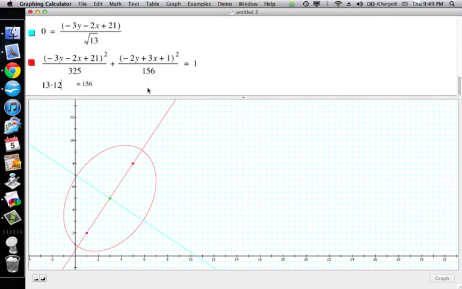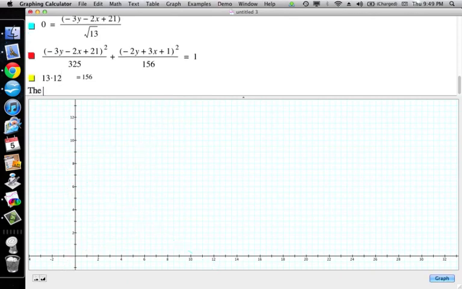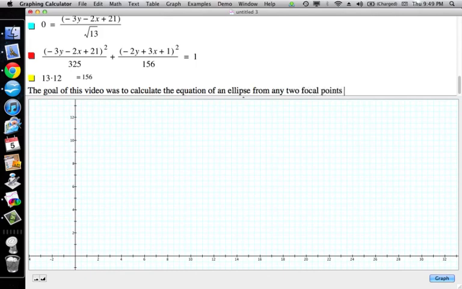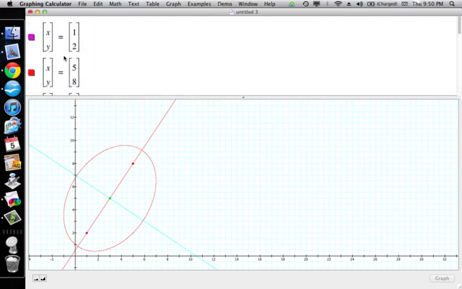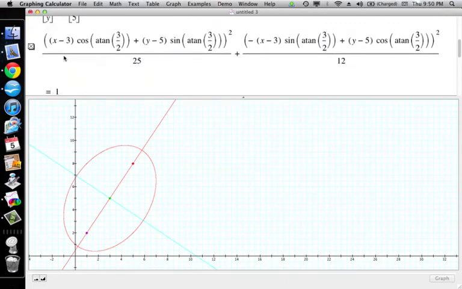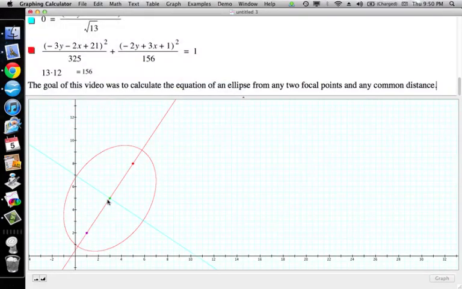So what was the goal? I just started off with two random points and a common distance of, in this case, 10. And from that, I built up my ellipse.